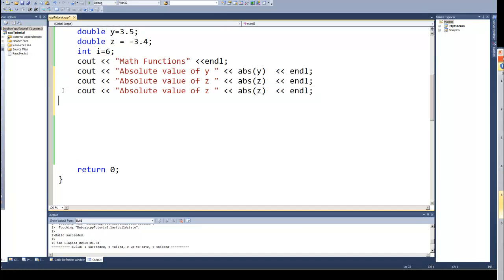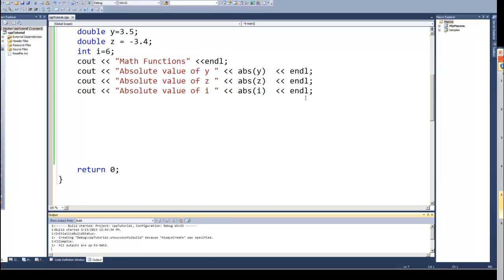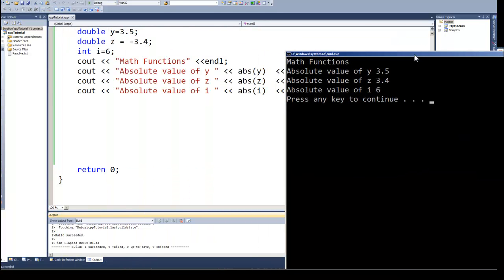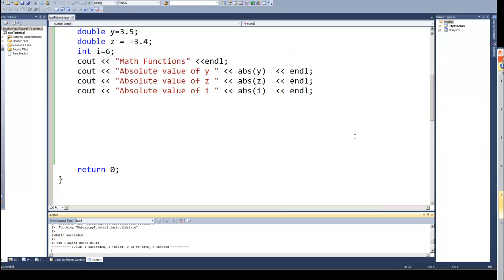And let's also look at doing an integer. So I've got an integer I, and we'll look at that one. And now when we run this, and it builds, you can see that we've gotten a 3.5 for the absolute value of Y. Then Z is 3.4. Well, Z was a negative 3.4, so the absolute value of it would be the positive. Nothing changed with the I. It's 6, and it was a positive 6 before.